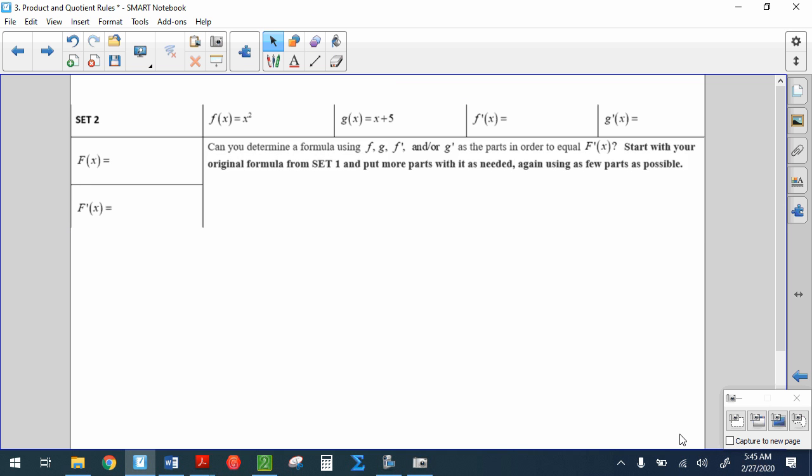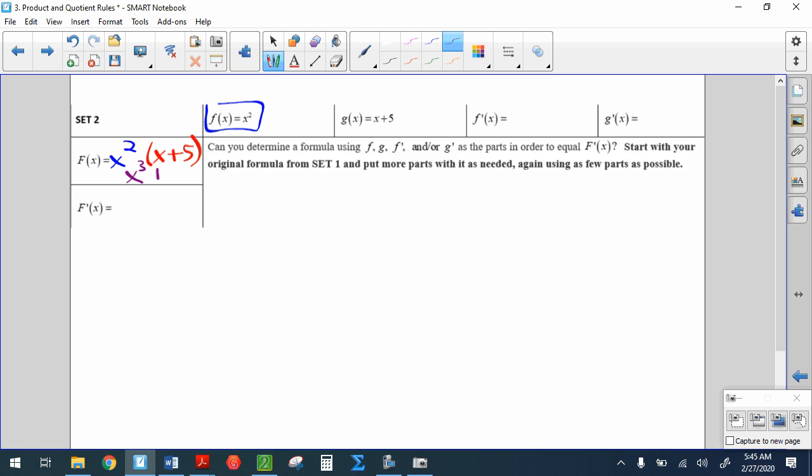All right, I'm going to work through set 2 so you can check your work, or if you got stuck. I'm actually going to do the left-hand side first. It says we're going to do f of x, which is x squared, and then times g of x, which is x plus 5. So together, that's going to be x to the third plus 5x squared. The derivative of x to the third plus 5x squared is 3x squared plus 10x.